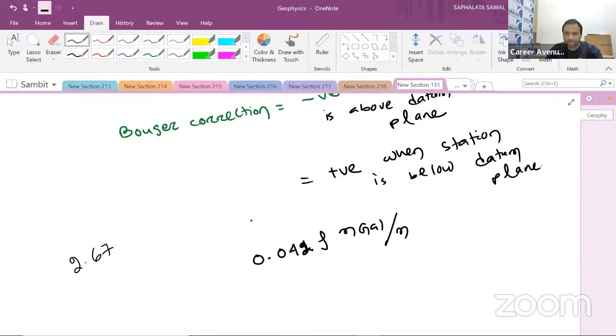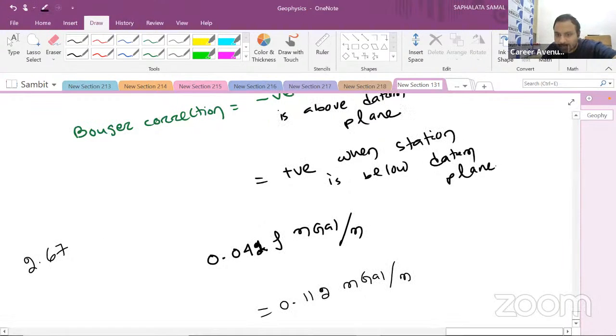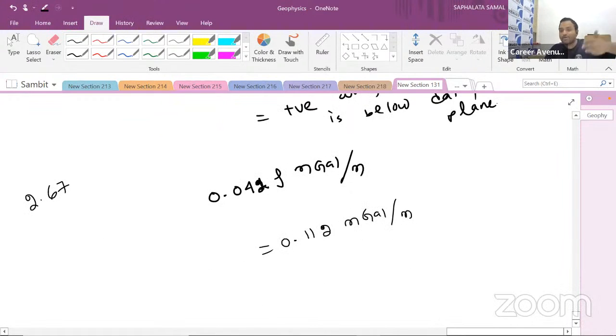The upper crust density is almost 2.67. I am doing this in the upper crust now; the survey is done in the upper part of the crust. If I put the 2.67 value over here, the value will be 0.112 milligal per meter. Either I will add it or subtract it based upon the location of the station, above or below the mean sea level or datum plane.